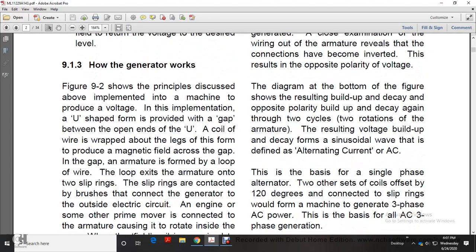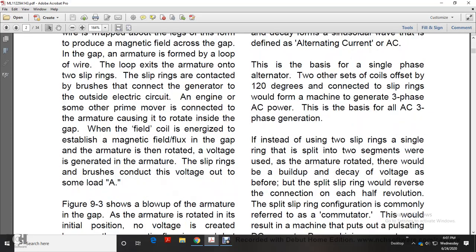The diagram at the bottom of the figure shows the resulting buildup and decay of the opposite polarity, buildup and decay again. Through two cycles of two rotations of the armature, the resulting voltage builds up and decays, and the sinusoidal wave is what defines alternating current, or AC.